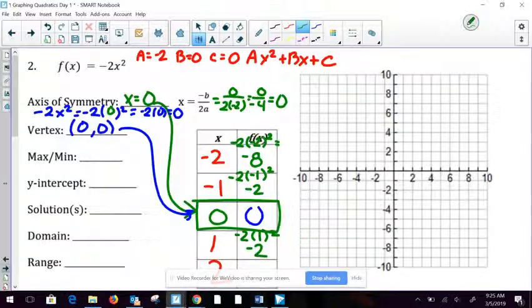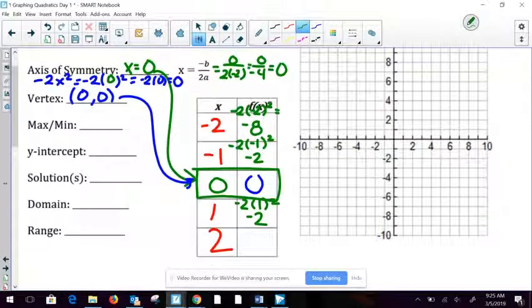Now, some of you might be saying, if I already know the numbers above, can't I just fill in my table with what I did above to below? That's fine, but I always say double check one point to make sure that you did everything accurately. So now that I have that, we're going to graph our function. So -2, -8, okay, -1, -2, good, 0, 0, 1, -2, and 2, -8.